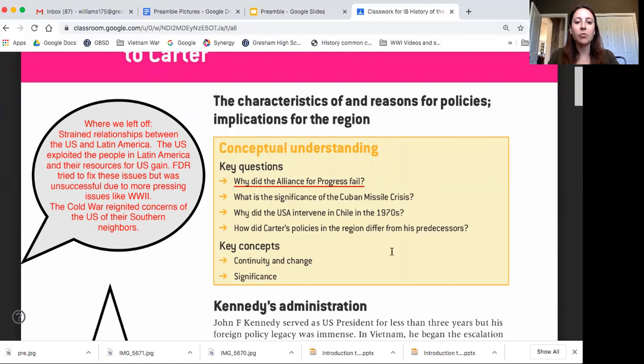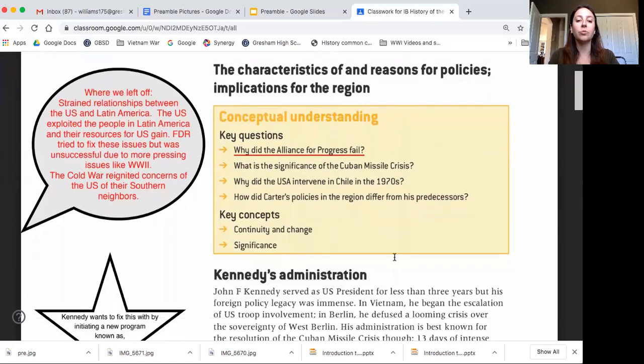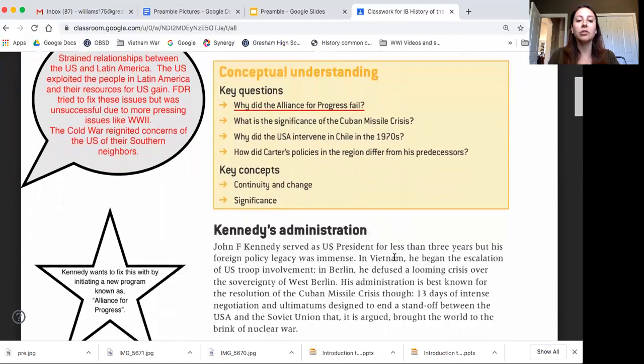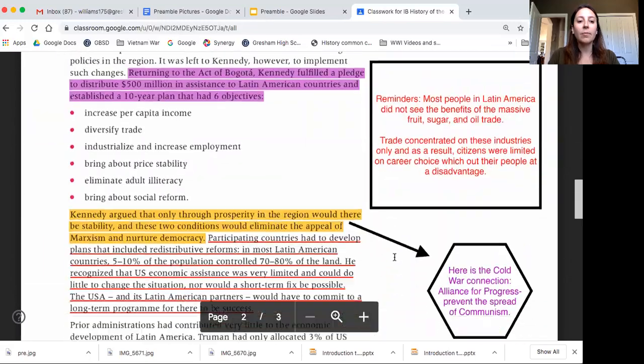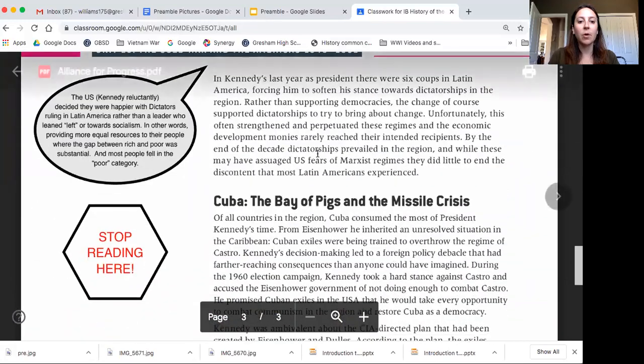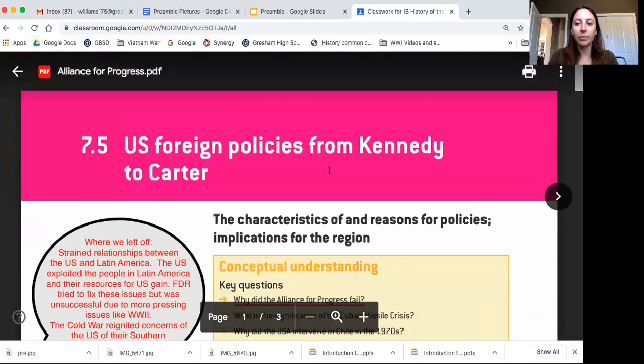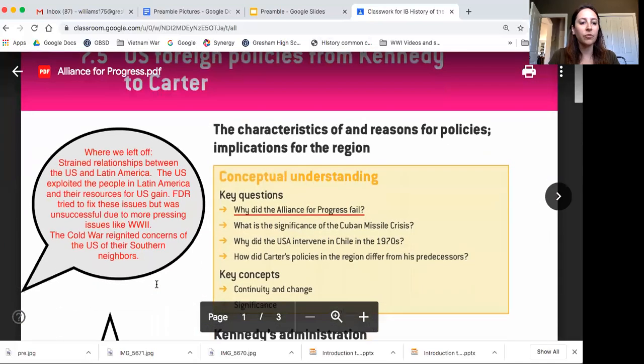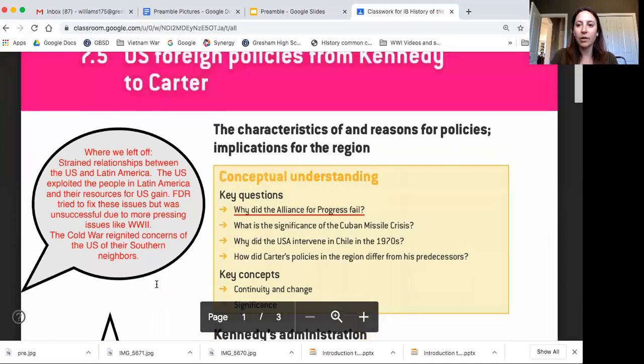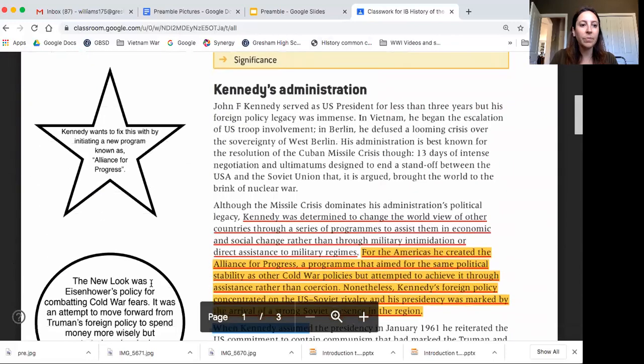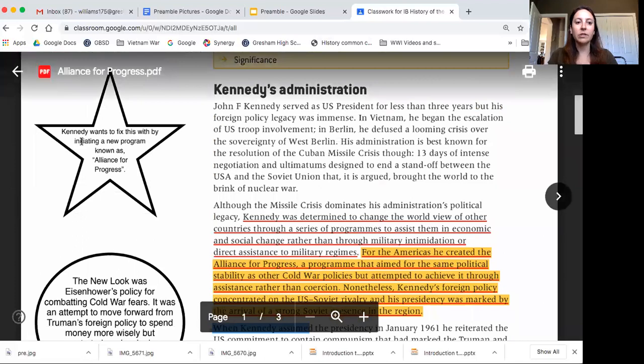Your assignment is to read through the textbook. It's just this page here, and then this top small paragraph here. So it's not that long, okay? You can do this. I left a little note off to the left that goes over what I already talked about, where we left off in class, so you can use that to review. Kennedy wanted to fix this by initiating a new program, and it was the Alliance for Progress.